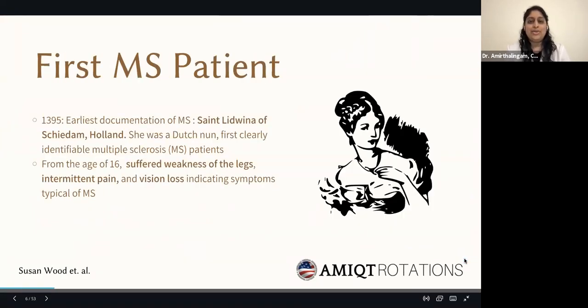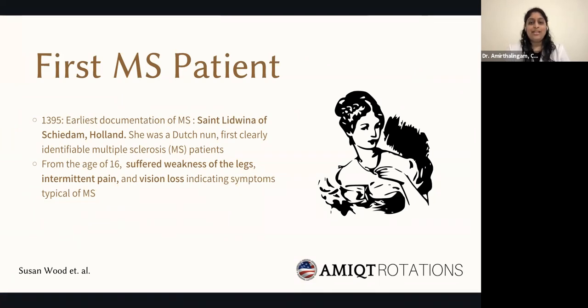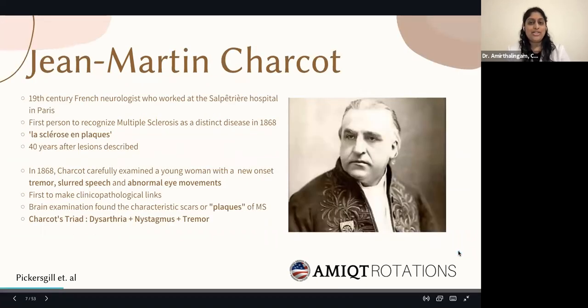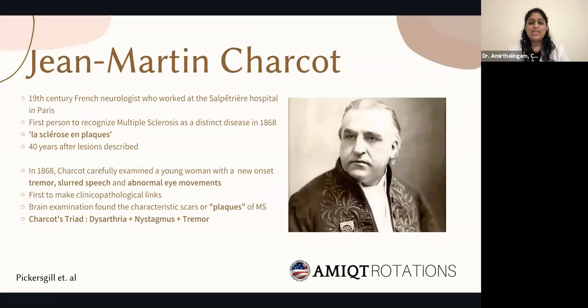When it comes to the history, back in 1395, Lidwina of Holland, a Dutch nun, presented the first clinical symptoms of multiple sclerosis. At age 16, she suffered from weakness of the legs, intermittent pain, and vision loss. It wasn't until 40 years later that French neurologist Jean-Martin Charcot recognized multiple sclerosis as a separate disease entity. He termed this la sclérose en plaques, which is a French translation for multiple sclerosis.